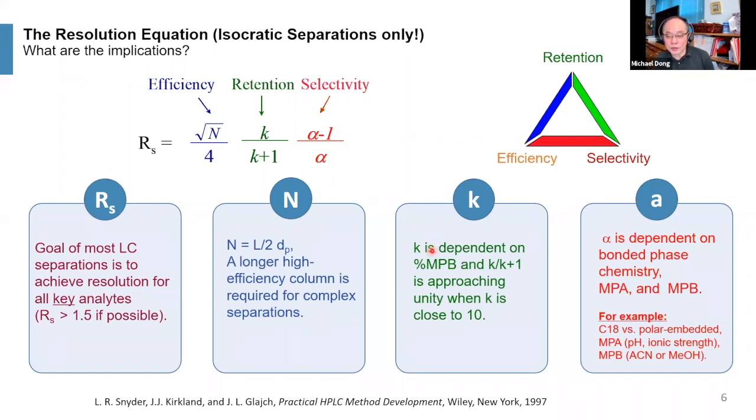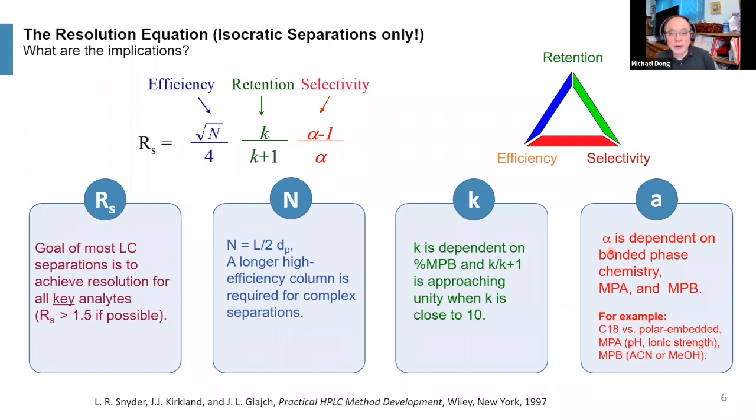k is also dependent under isocratic condition on the percentage of mobile phase B, or the percentage of organic solvents such as methanol or acetonitrile in your mobile phase, right? And the factor is k over k plus 1, right? So this factor is approaching 0 when the retention factor of the last peak is close to 10. So it's already near 0. So more retention under isocratic condition doesn't buy you much, because if you have a retention factor of 100, it's actually no good because the peaks are so broad. Under isocratic condition, the peaks do get broadened with time.